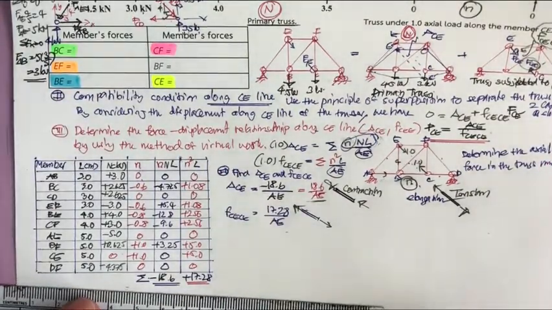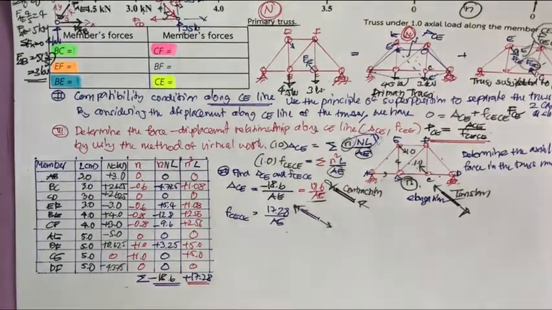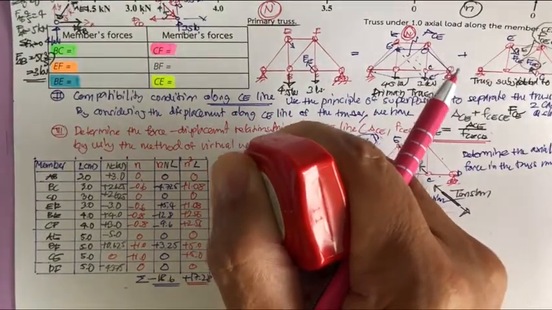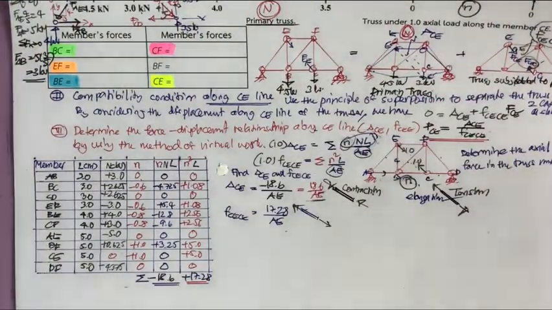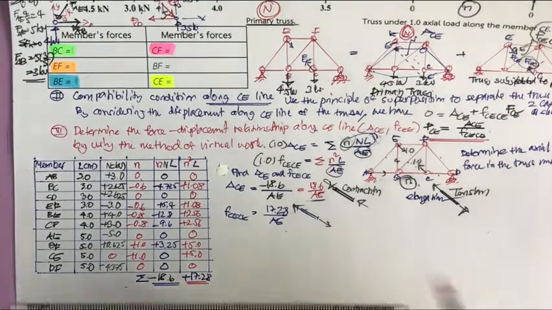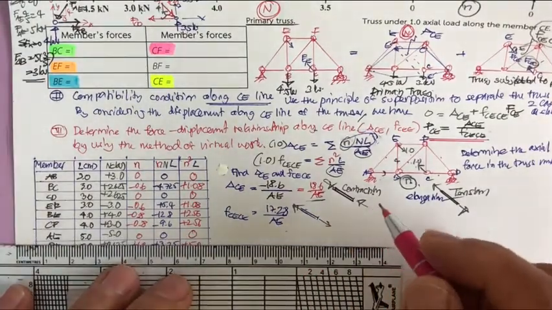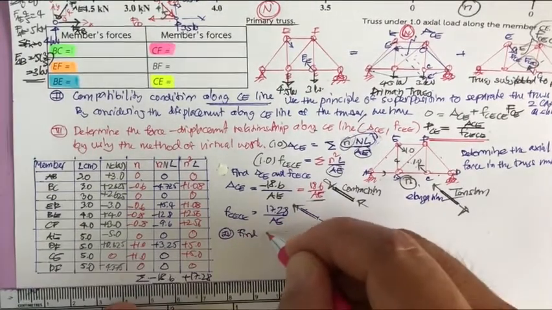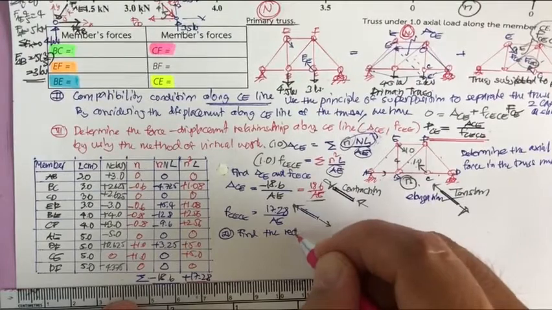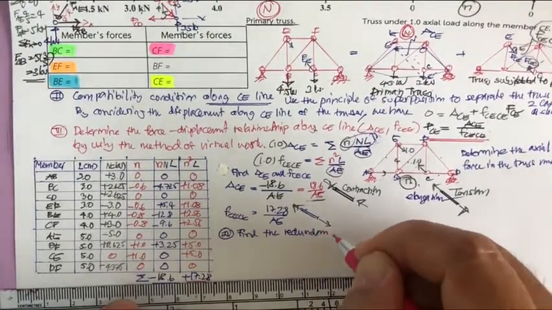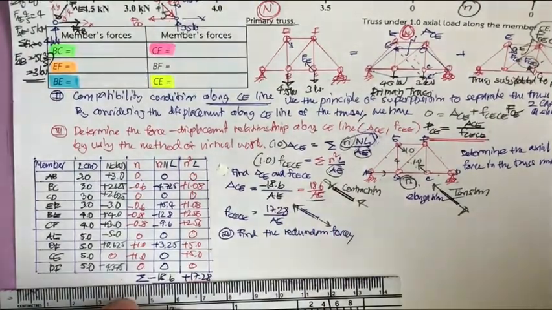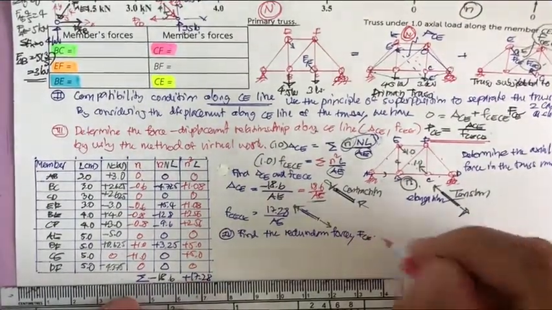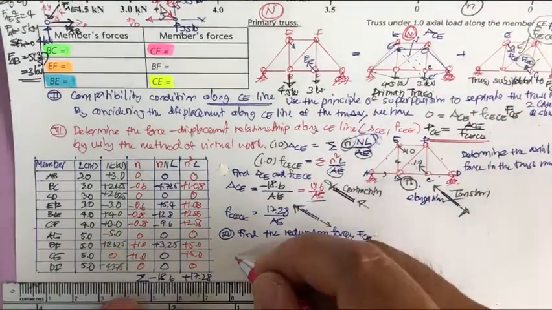Okay, now after this we may go by putting in this force displacement relationship, and then you can find the redundant force. So 1, 2, let's see, 4, 5, the redundant force F sub CE. Okay, and then everybody can do it.